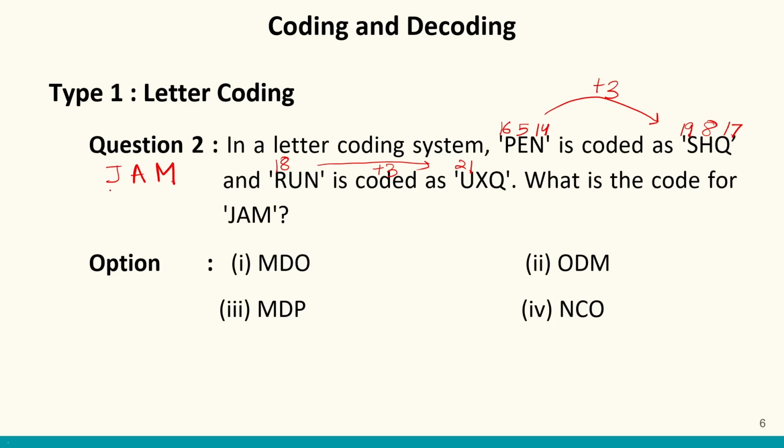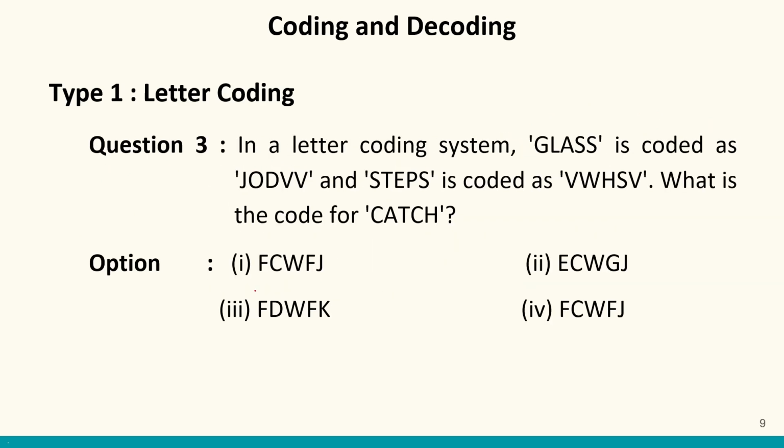So J is ranked at how much? 10. A is ranked at 1 and M is ranked at 13. So we have to go 3 positions forward. So we have to find the code for rank 13, 4, and over here for 16. So for rank 13 we have M, 4 we have D, and at 16th position we have P. So our answer will be MDP, which is option number 3. Then let us look at this question.